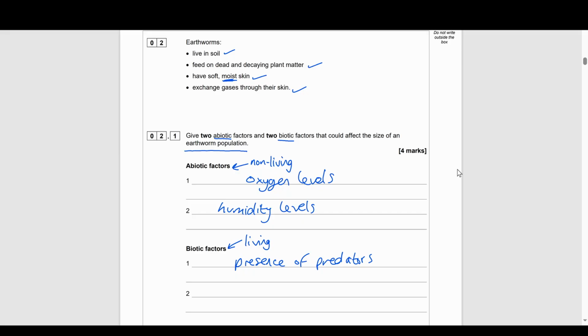But earthworms are animals. They're not at the bottom of the food chain. They're not at the first trophic level, so they're not producers. So they have to feed too. So it's their availability of food, which is also going to affect how many are present.